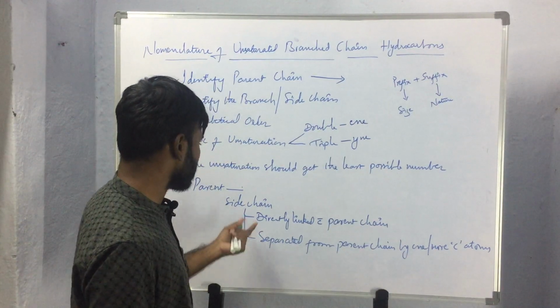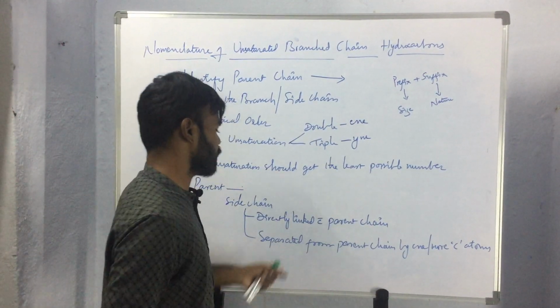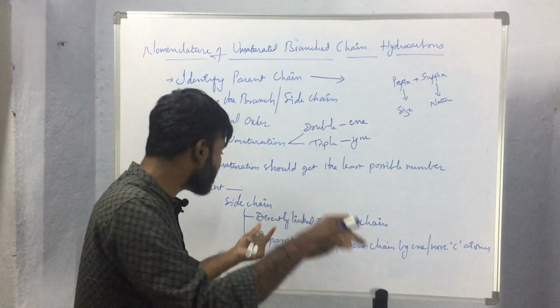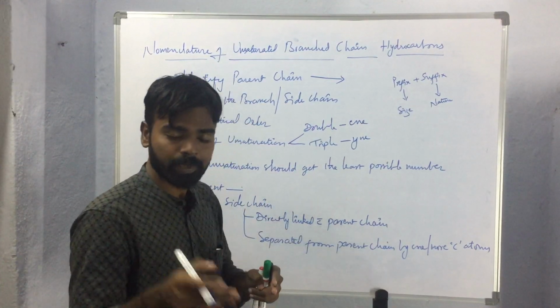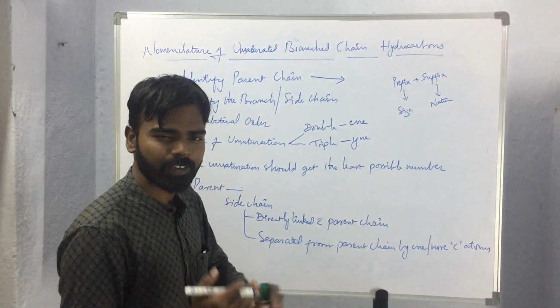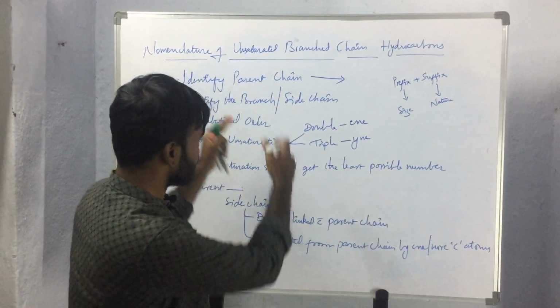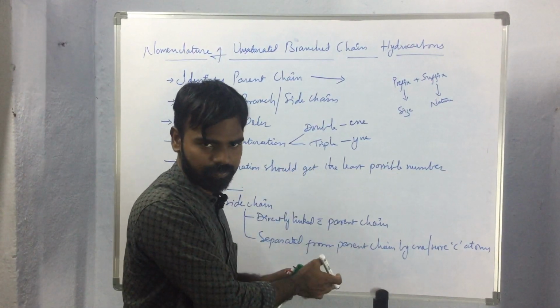Okay, then if the unsaturation is present in the side chain, we have to check whether the unsaturation present in the side chain is directly linked to the parent chain, or whether it is separated from the parent chain by one or more carbon atoms. To understand all these, I will be discussing some examples.